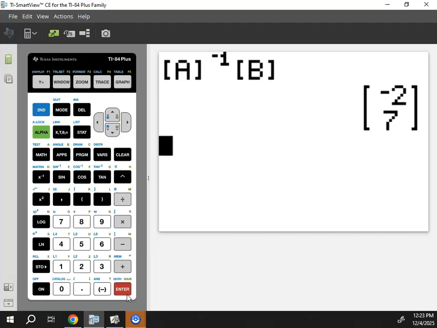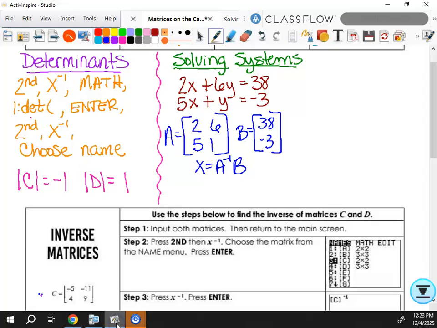So it's going to give it to you in a vertical matrix like this, negative 2, 7. And so that means that your ordered pair is negative 2, 7. It's x and then y. Okay. Questions about that?